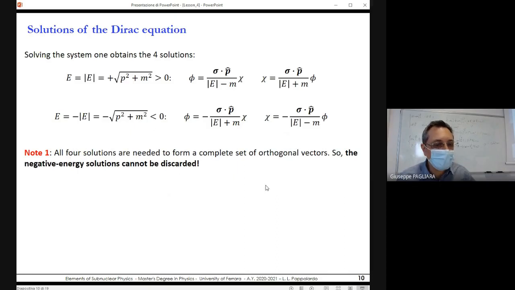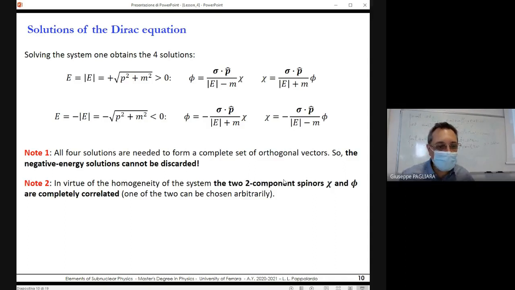So let's make some comments. All 4 solutions are needed to form a complete set of orthogonal vectors. So the negative energy solutions cannot be discarded. We have to take them in hand. We cannot just forget about them. This is the first comment.